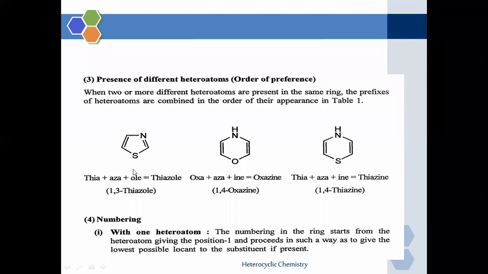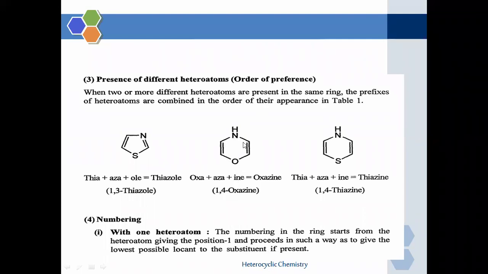See, in the given structure, there are two heteroatoms which are totally different. One is nitrogen and the other is sulfur. Now we are going to give the preference order. Thia plus aza, as the parent stem is OLE. So what is the name of the compound? Thiazole. It is a common name, but the actual systematic name of this compound is 1,3-thiazole, because we have given the preference order to sulfur over nitrogen. So what is the name of the compound? 1,3-thiazole.